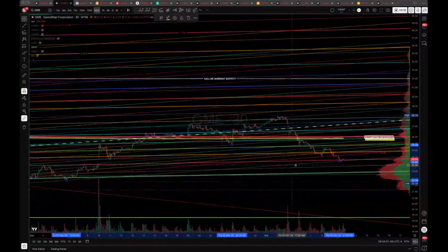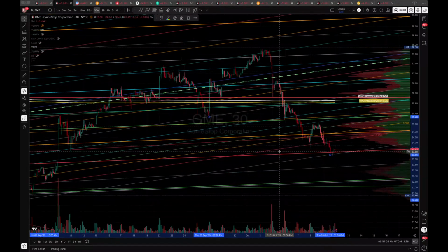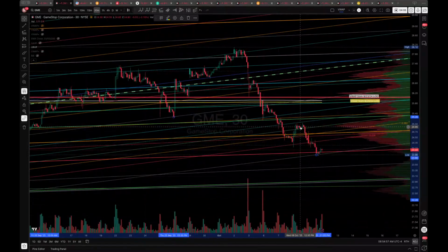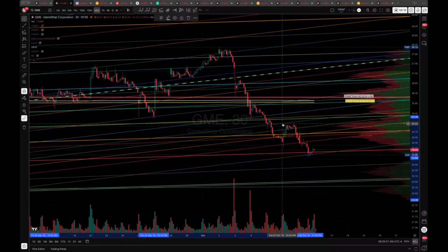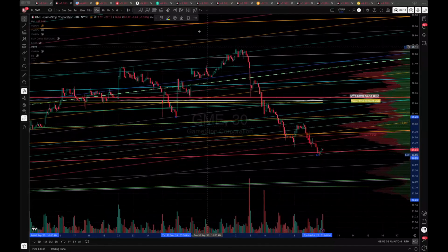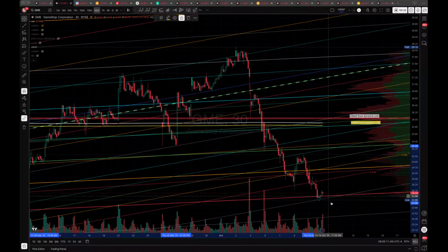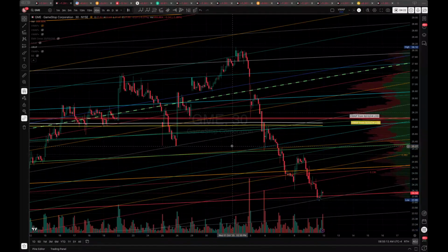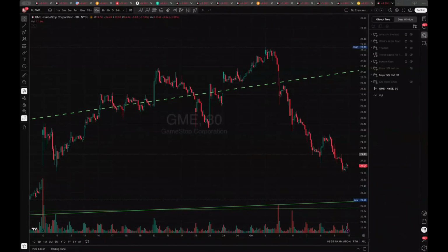It's not bad. So it just depends on how much space I want between the lines, how much granularity I want between my fib levels. So I don't know. I'll see how I like that. See how it develops, and I can always adjust my points if I want to. But anyway, let's go to a fresh chart.